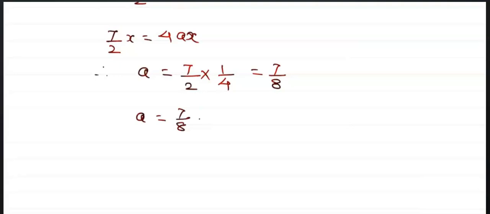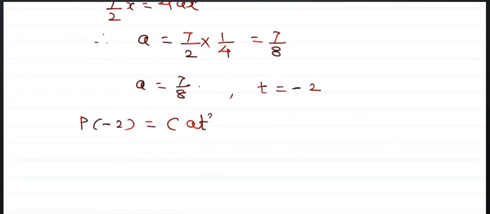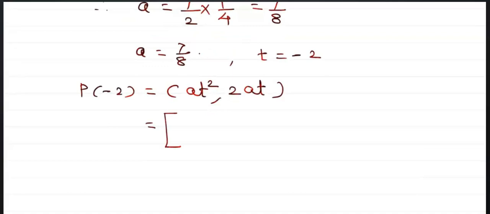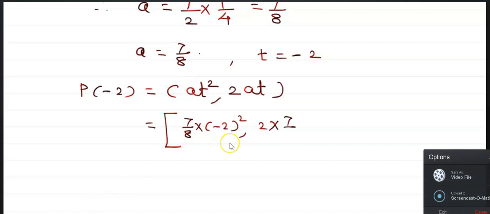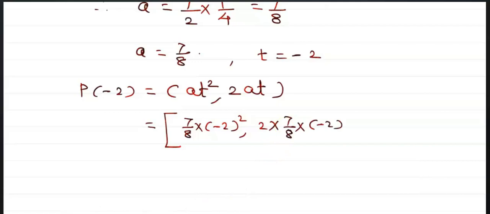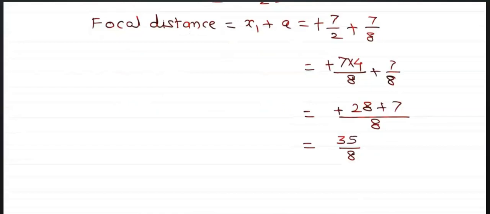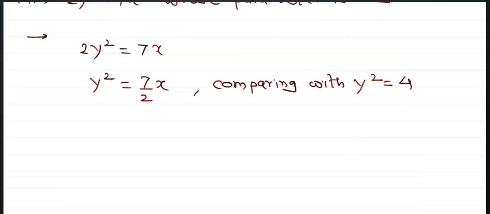P is minus 2. P of t is equals to... Now here we will substitute the value of a as 7 upon 8 and t as minus 2 square. Plus 2 into a, which is 7 upon 8, and t is minus 2. And if we simplify this, then you will get the focal distance. You can again see this.